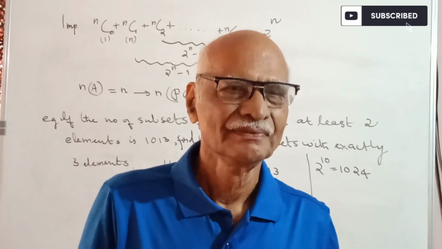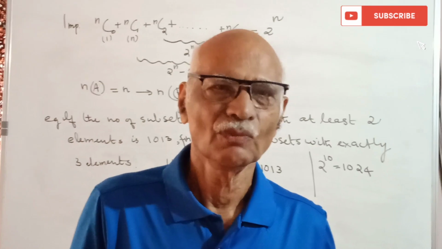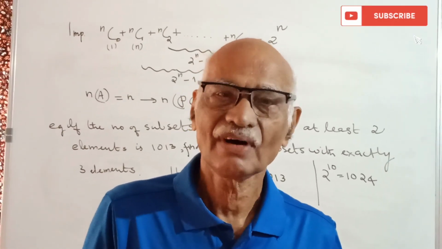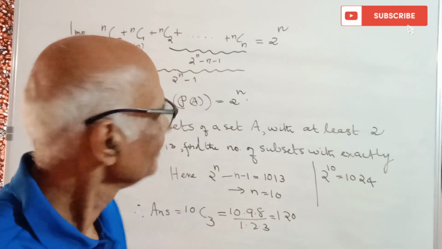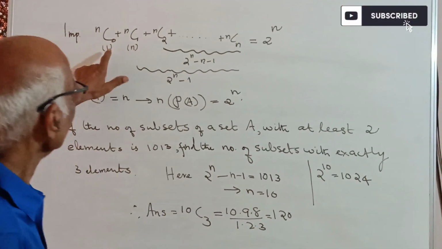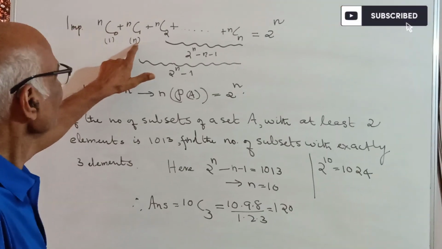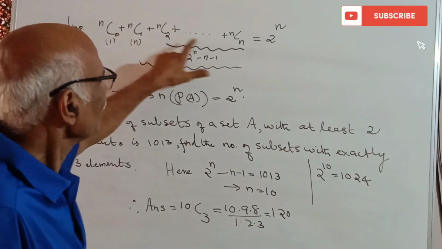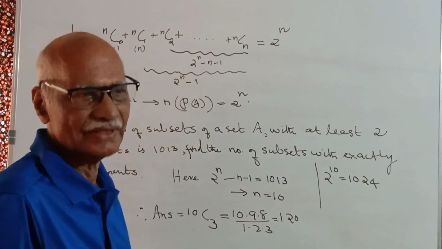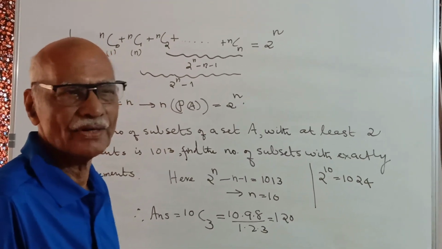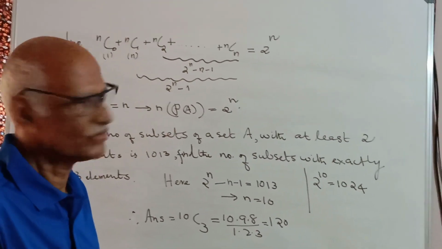Today we will be discussing more of the theory of relations and functions. Now here is an important example. Say nC0 plus nC1 plus nC2 plus etc. up to nCn is 2 raised to n. We have seen this result in the binomial coefficients problems.